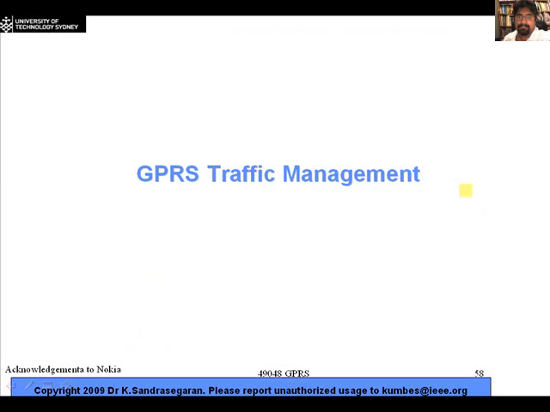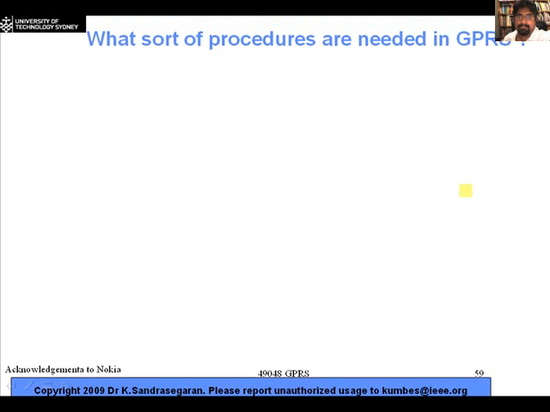Okay, the next thing that I want to touch on is something called traffic management. So traffic management involves, well, what happens when a GPRS subscriber switches on their mobile for the first time? Certain things have to happen in the network, okay? Because when you switch it on for the first time, that's the time you transmit your IMSI.